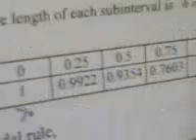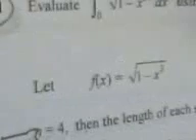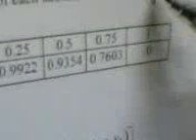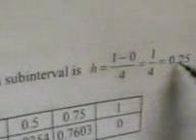h would be 1 minus 0, which is 1, the upper limit minus the lower limit, which is 0, over 4, which is n equals 4. So 1 minus 0 over 4 will give you 1 over 4, which is equal to 0.25 as well. And then we do the table.